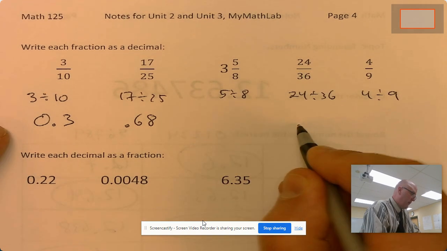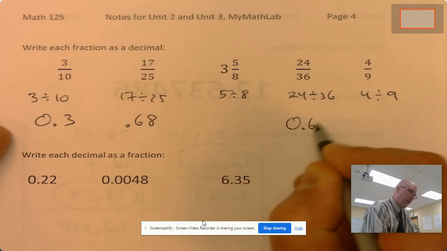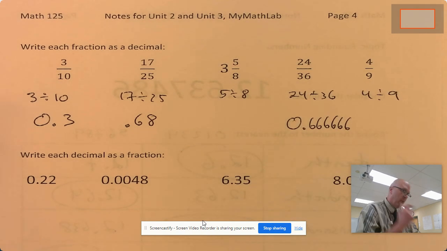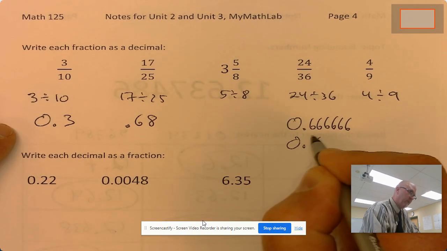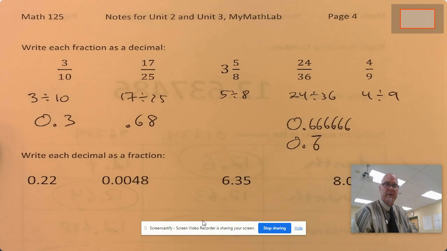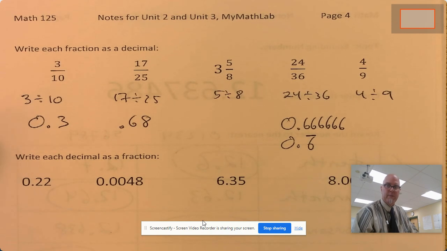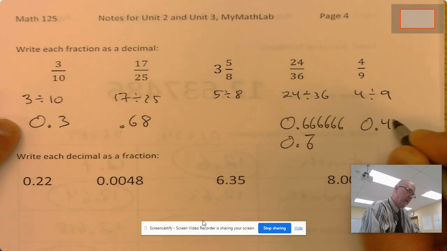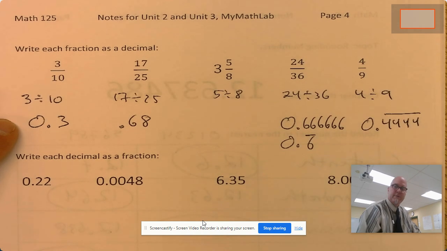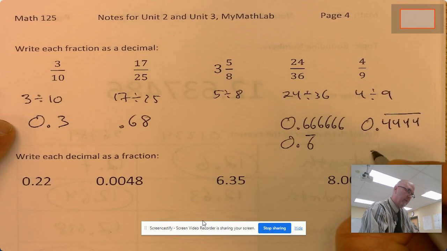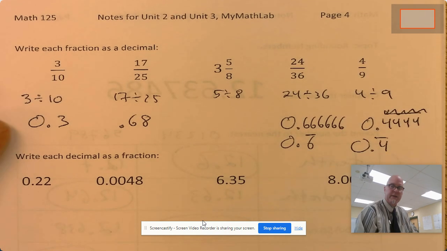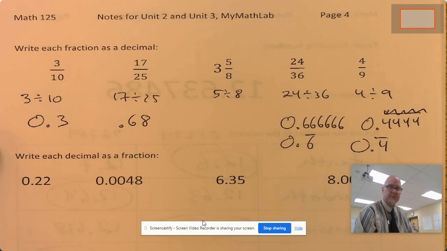This one over here comes out to be an interesting answer of 0.66666 repeating, which you can write as 0.6 with a line over it. And I believe when MyMathLab asked you about that, there might be a place for that line, if the question actually makes sense to have that answer. The fours is 0.44444, otherwise known as 0.4 with a line over it. But the idea is that's also a repeating decimal.